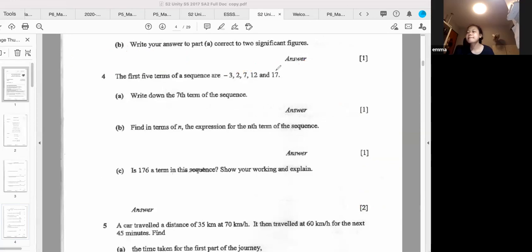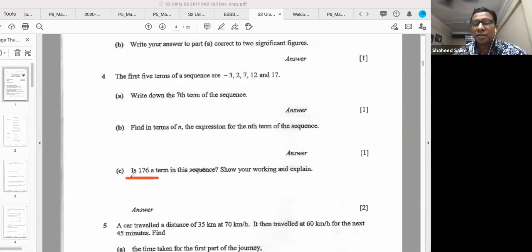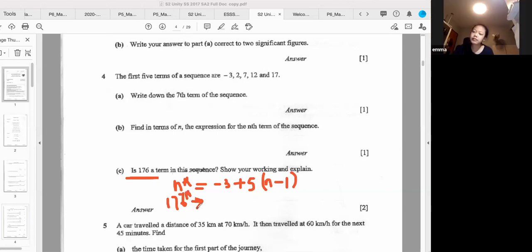Okay, so you can find the 176th term. Remember, the value of the nth term is -3 plus n minus 1 times 5, right? So that's the formula I came up with. That's my version. The answer key has a different version, n minus 1. So you can put in the 176th term. Can you try to solve? Have you gotten this? Can you try to solve this?